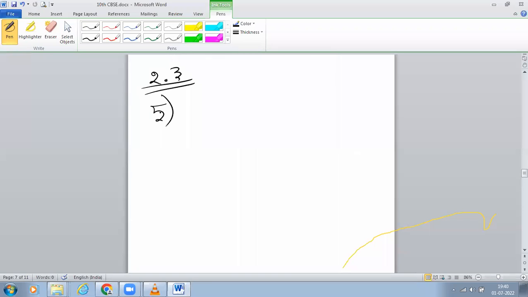You all remember the division algorithm. Do you remember, ma, the division algorithm? Yes, sir. What is the division algorithm? A is equal to B into Q plus R. A is equal to B into Q plus R. Yes or no?